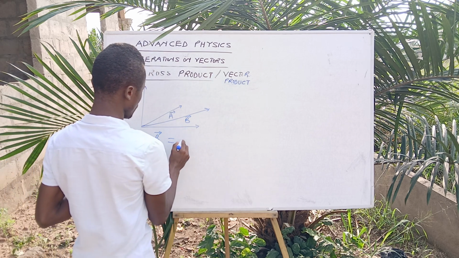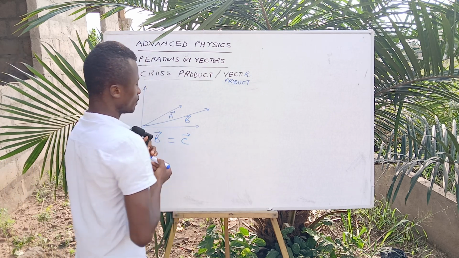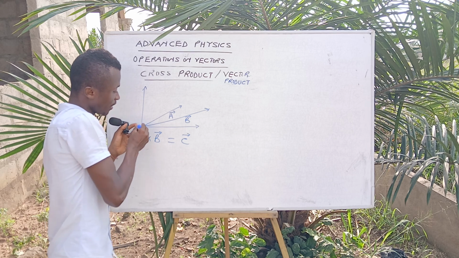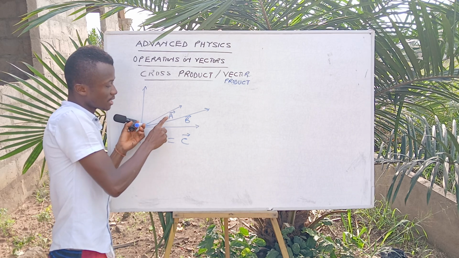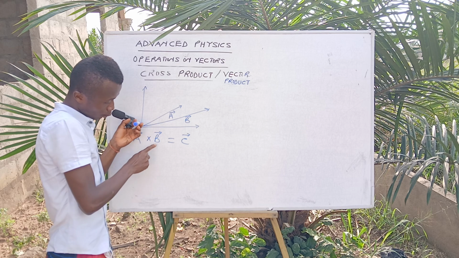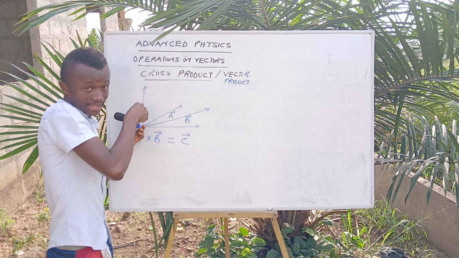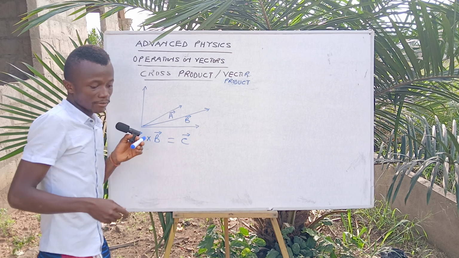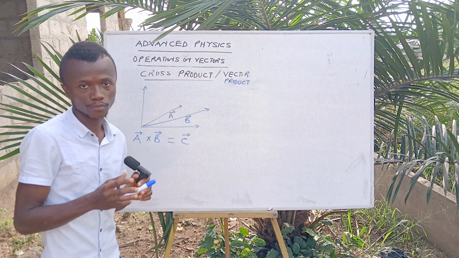It's a vector C. But this C is a vector which is perpendicular to both vectors. So if this is A, this is B, A cross B is a vector C that is perpendicular to both vectors. And there is a way to define the cross product.